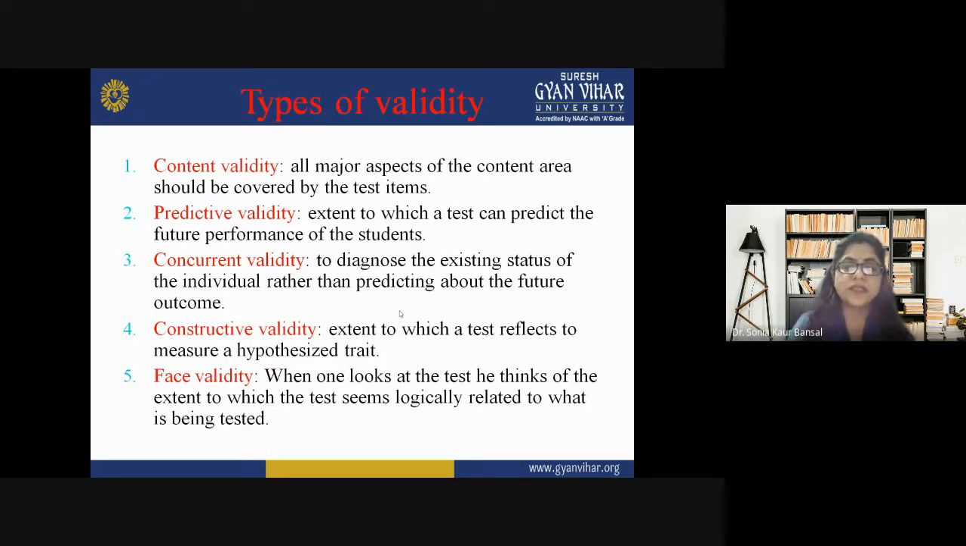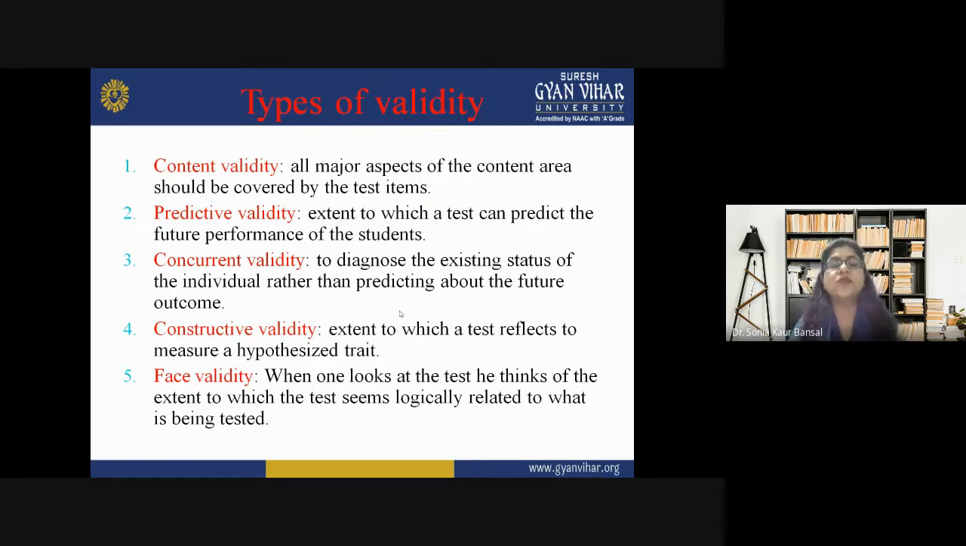Constructive validity is, students, the extent to which a test reflects or measures a hypothesized trait. We all know that we decide some objectives before starting a research, and accordingly we prepare some research questions also. With the help of research questions, we frame some tentative solutions which are called hypotheses. So when we have a hypothesis about a trait, and the test is actually measuring or reflecting that, it is covering constructive validity.